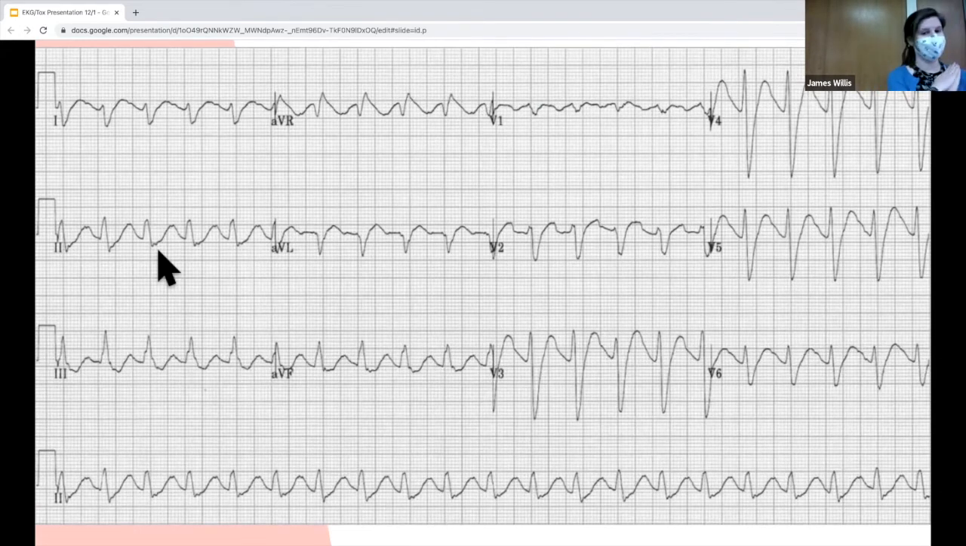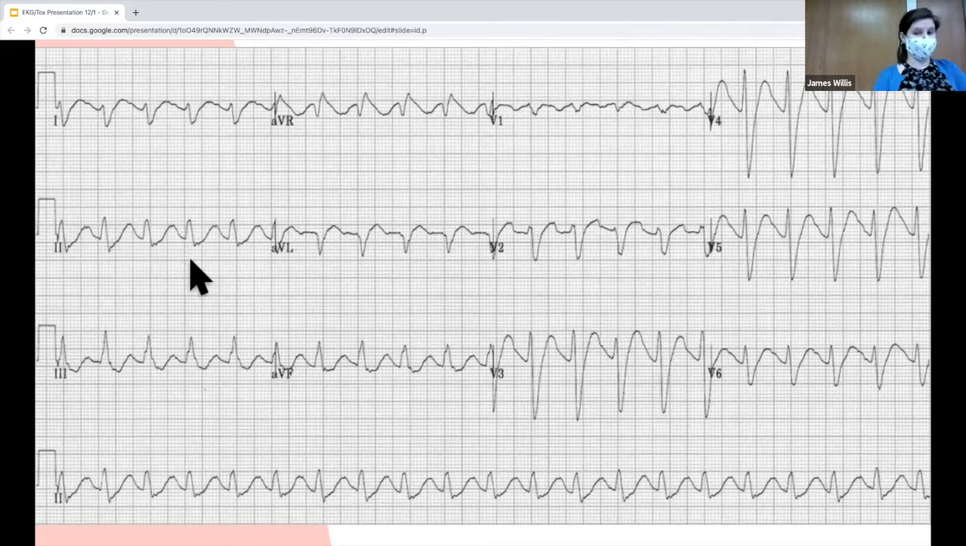Can someone tell me the rate? Fast, great. Rhythm. Yeah, there might be some P's and the T's, but we're not really sure. So maybe sinus, maybe not, definitely tachycardic. Because we can't exactly see the P's, we'll skip PR interval. Next, we're going to do QRS duration in lead 2. Wide, great.